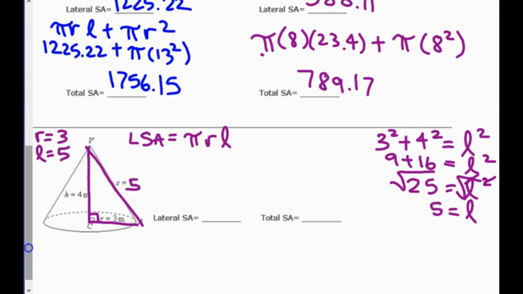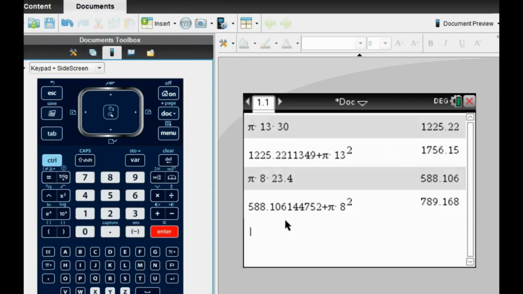I'm not done. Now I have all that I need. I got R. I got L. Let's do this. Pi RL. Pi times 3 times 5. That's an easy type in the calculator. Pi times 3 times 5 is 47.12.